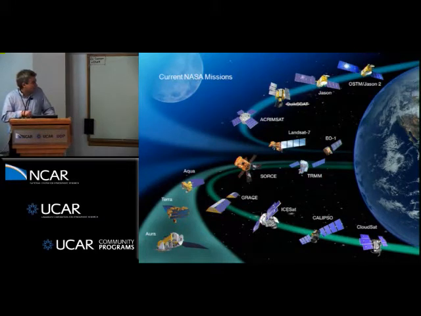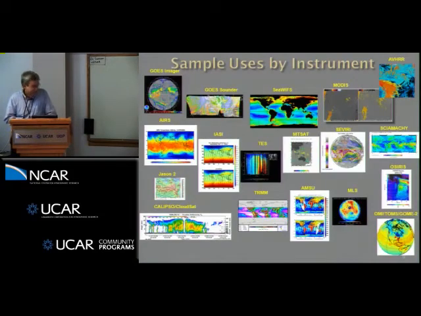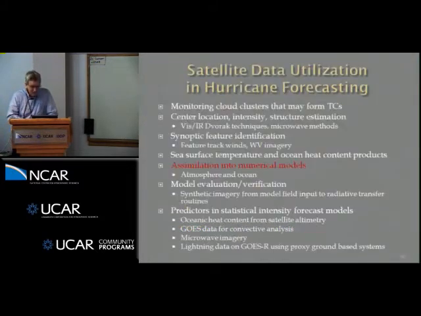Maybe some people are familiar with the MODIS data on Terra and Aqua and so on, and the altimeter missions. But there's lots and lots of data out there that I think has potential to be used for tropical cyclones. And, of course, there's lots and lots of products. I'm not going to go through all these, but just to say that there's lots of stuff out there.